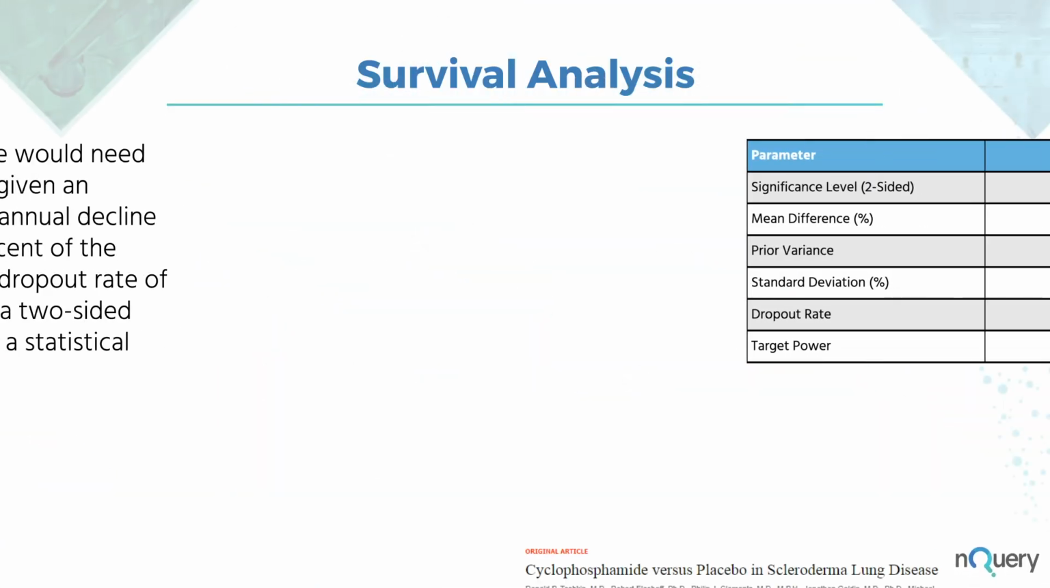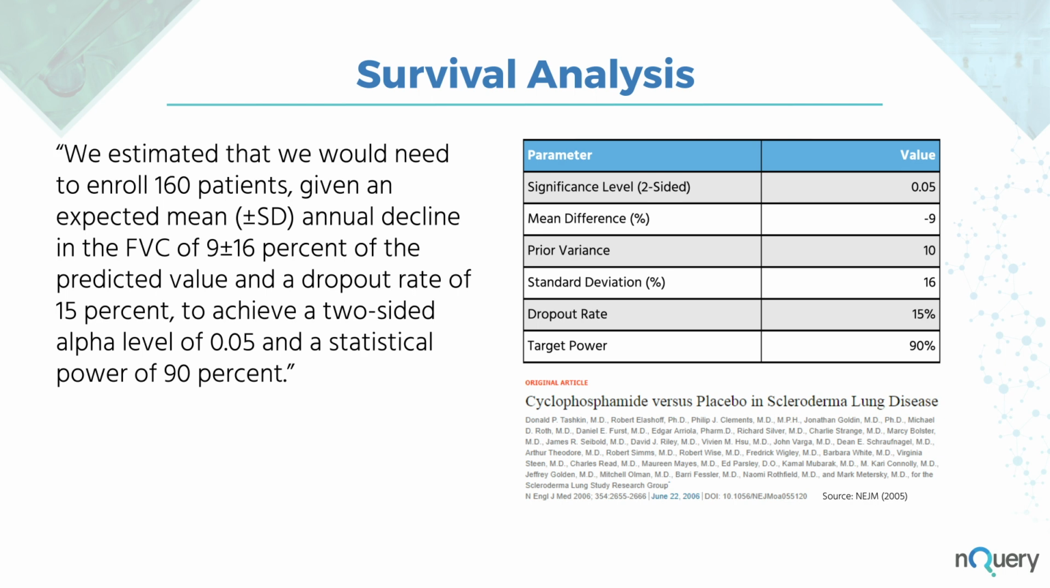In nQuery, an assurance calculation will usually consist of two parts. First, we will require the inputs that were used for the original sample size calculation. In this case, we're going to use a sample size calculation for the comparison of two means taken from the New England Journal of Medicine, where they were comparing cyclophosphamide to placebo for the treatment of scleroderma disease.